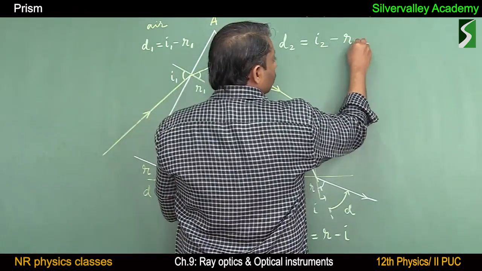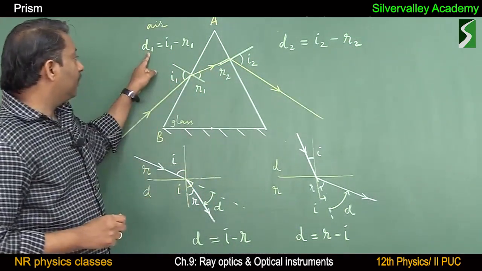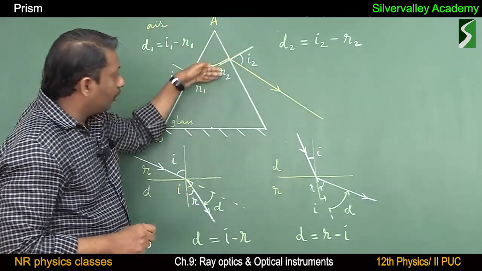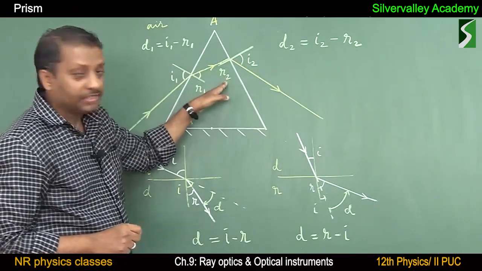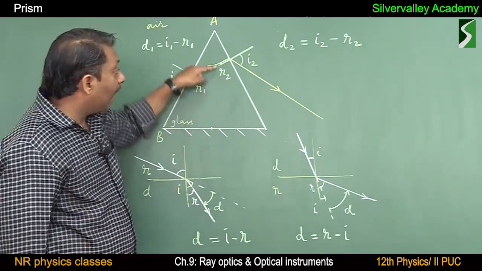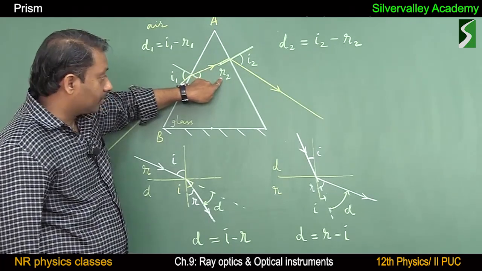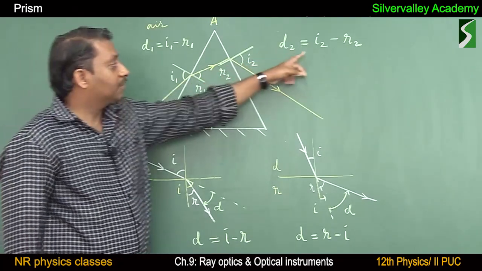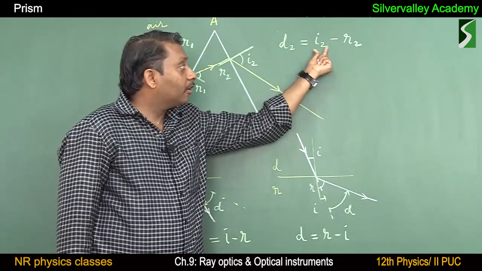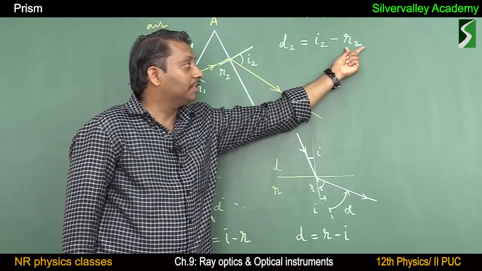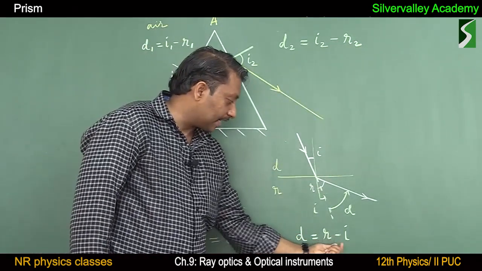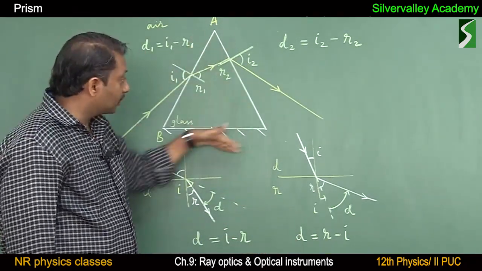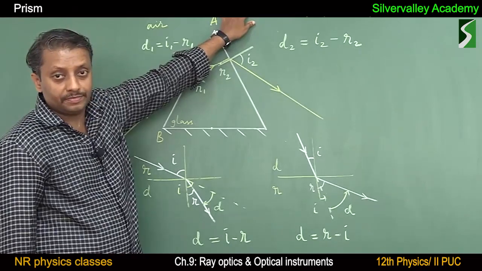So deviation is I1 minus R1 at the first interface. Here deviation is I2 minus R2, angle of refraction minus angle of incidence. Students observe, angle of incidence is taken with R2. Angle of refraction is taken with I2. That is why I2 minus R2, angle of refraction minus angle of incidence. This is how refraction takes place through a prism for a monochromatic light.